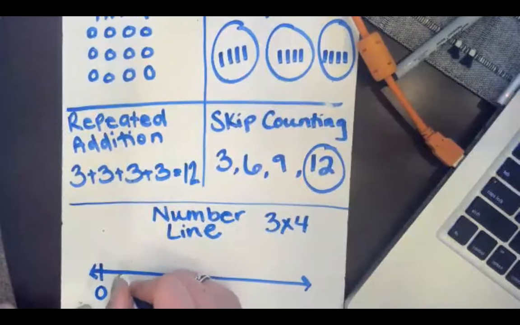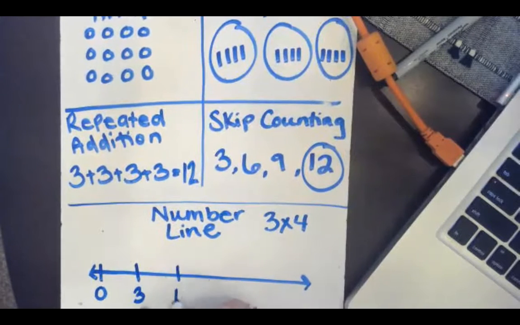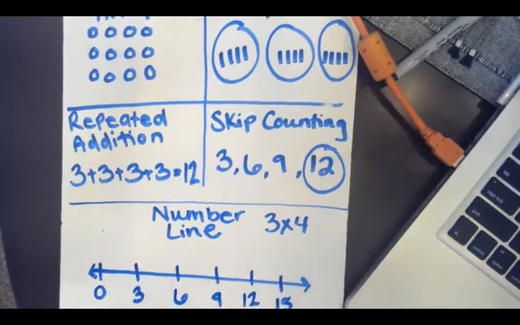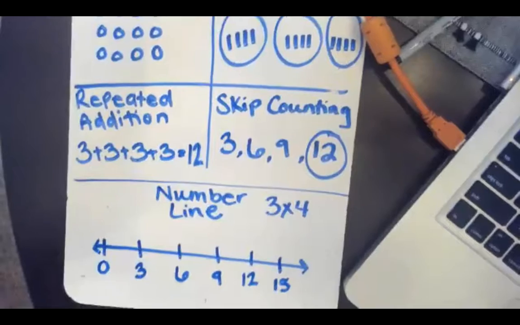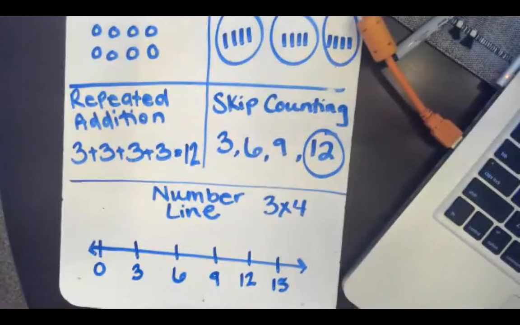So I have 0, and if I skip count by 3, the next one would be 3, then the next one would be 6, 9, 12, 15. And the reason that I went past 12 is because I'm using this as an example as if I didn't know the answer to 3 times 4. So if you didn't know the answer, you would just skip count as far as you thought you had to go and then add on as necessary.